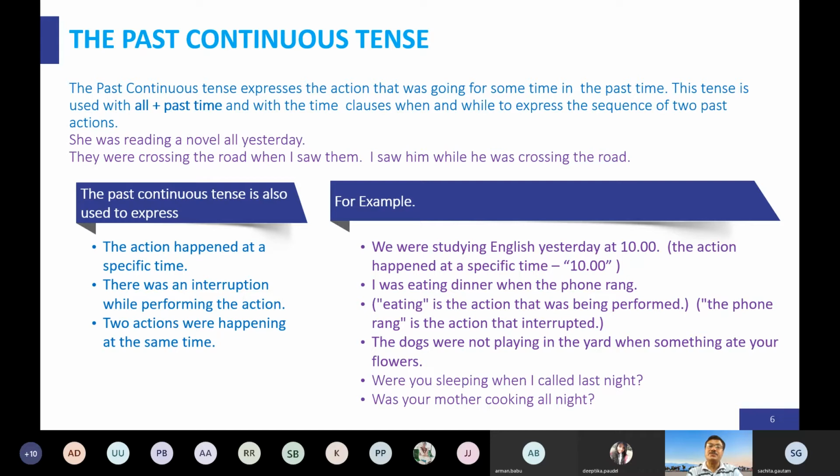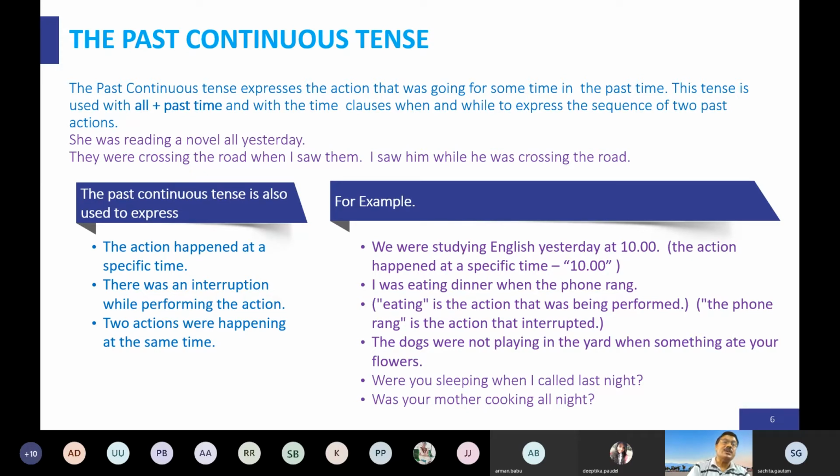In simple past tense we also saw sequence, but there without any adverb. Only there was the sequence of the first action and second action, where the first action's result leads to the second action. But here, with when and while, there sometimes becomes a combination of simple past and past continuous, like this.